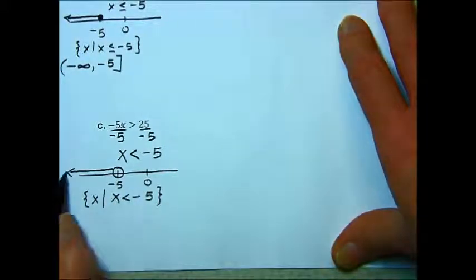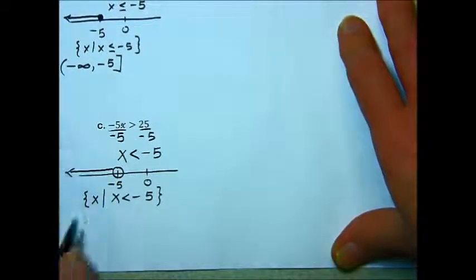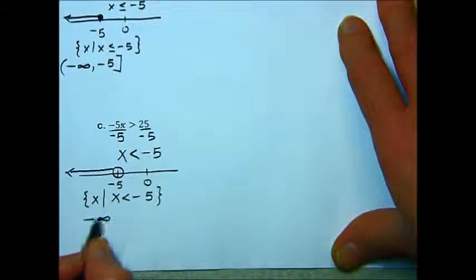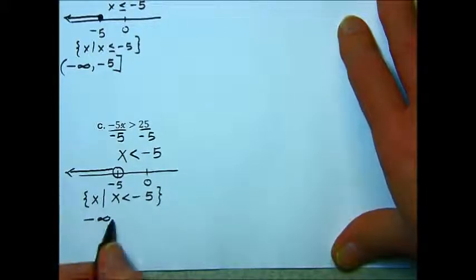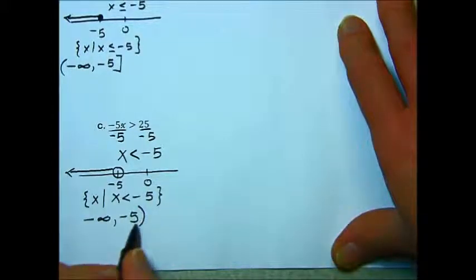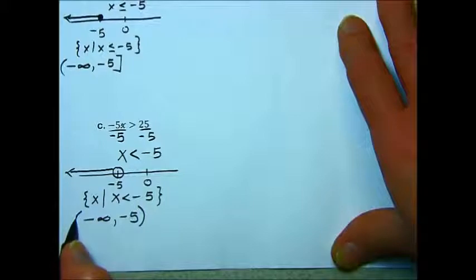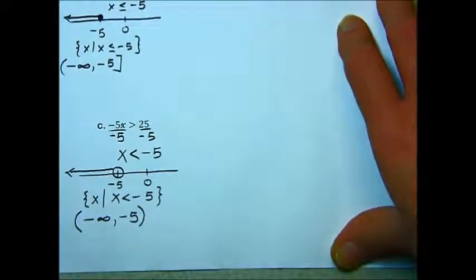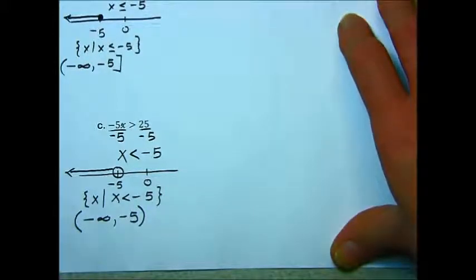And interval notation, everything seems to be a less than in this set of examples I have here, so no surprise, our smallest value is negative infinity. We're going up to, but not including negative 5. The not including is the parenthesis. Infinity is always a parenthesis on that as well.